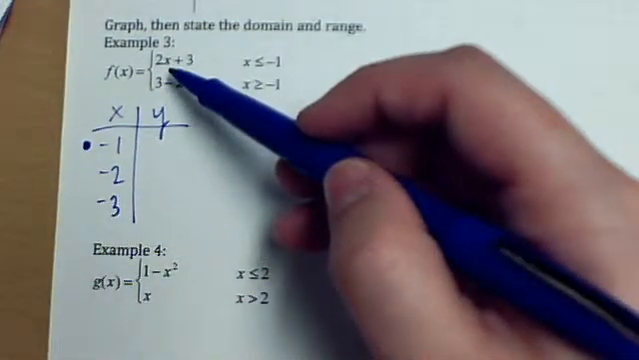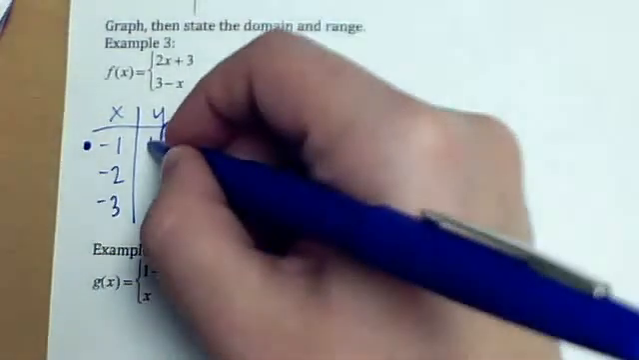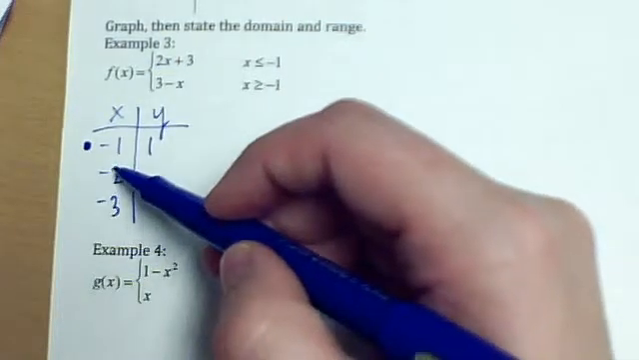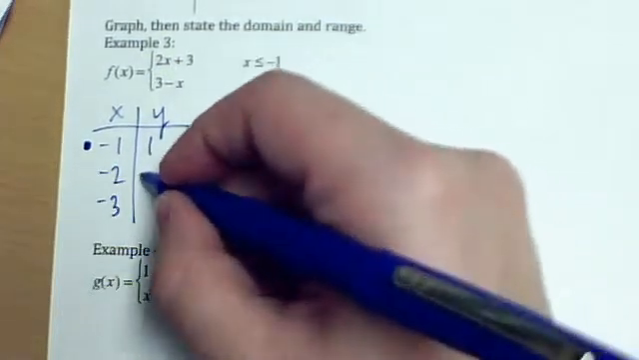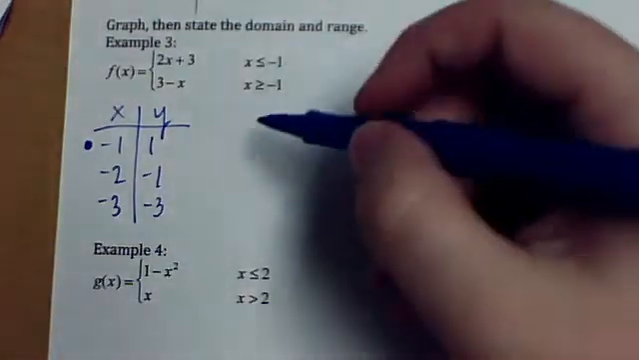So 2 times negative 1 is negative 2, and negative 2 plus 3 is 1. Then go through again. 2 times negative 2 is negative 4, plus 3 is negative 1. And if you continue on, you get negative 3 for this one as well.